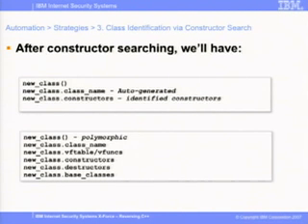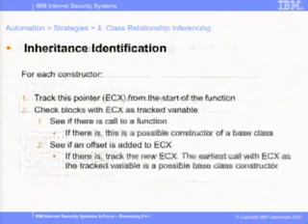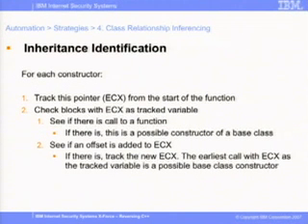So after constructor searching, we'll have the following information added to all that information we gathered previously. That's the nucleus constructors, which are the identified constructors. Now, inheritance identification. How do we do this? For each constructor, we track the this pointer or the ECX from the start of the constructor. We track it, and when it's done, we check blocks with ECX as track variable.